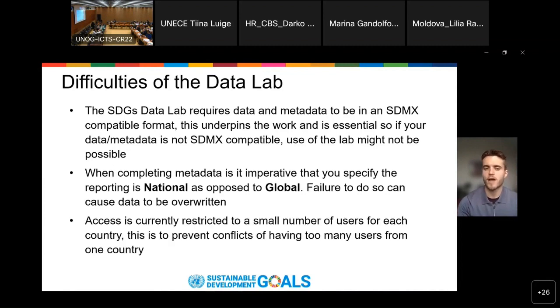And as I touched upon, access is currently restricted to a small number of users for each country. The idea being that it's preventing too many users uploading data and metadata, which can introduce some conflicts if we're sourcing it from different places. So that's kind of the idea behind it.